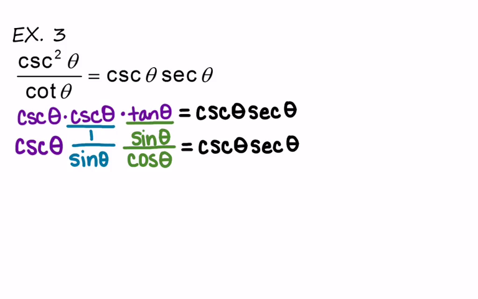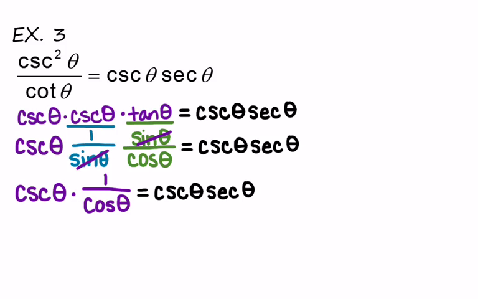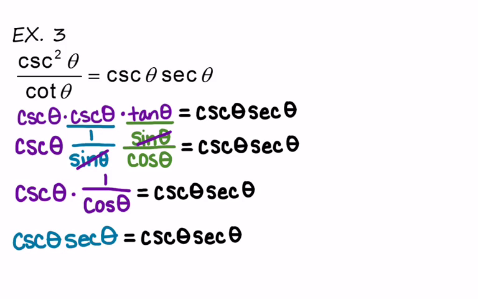The right-hand side is going to stay the same. Okay, then I notice that the sine thetas are actually going to cancel out here. And I would be left with cosecant times 1 over cosine. And I know that 1 over cosine is equal to secant. So you're just showing all of the steps that it would take to get the left transformed into the right.